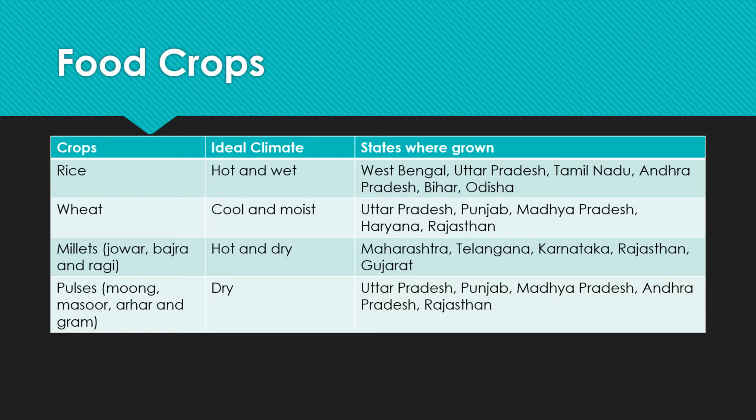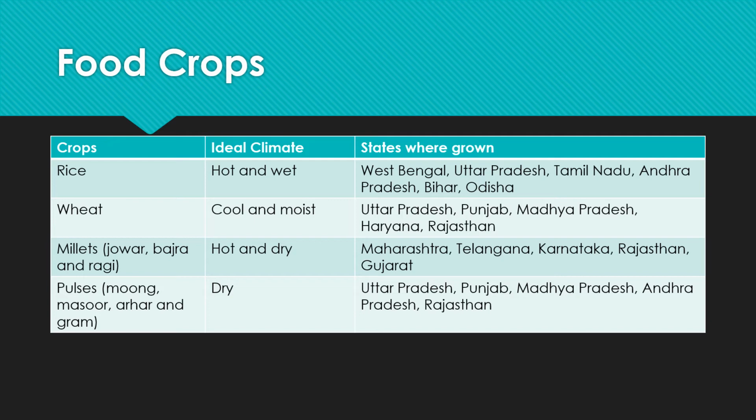Moist means that there should be some moisture, that means some amount of water vapor or some amount of water in the soil and the atmosphere. The states in which wheat is grown are Uttar Pradesh, Punjab, Madhya Pradesh, Haryana and Rajasthan. Now let us talk about millets. Millets include jowar, bajra and ragi. The ideal climate for growing millets is hot and dry. The states where it is grown are Maharashtra, Telangana, Karnataka, Rajasthan and Gujarat.